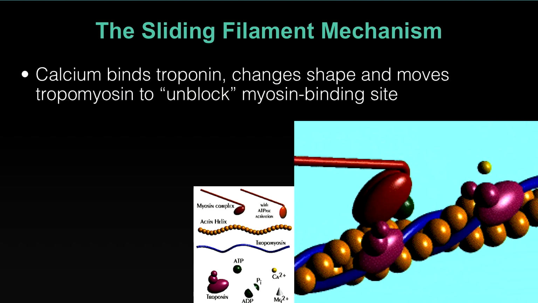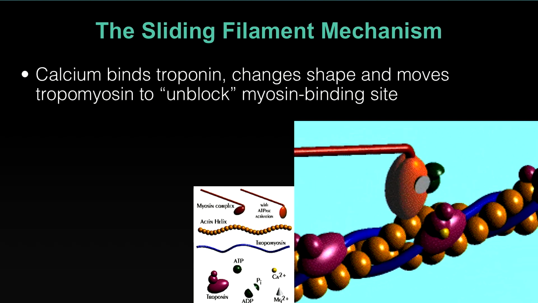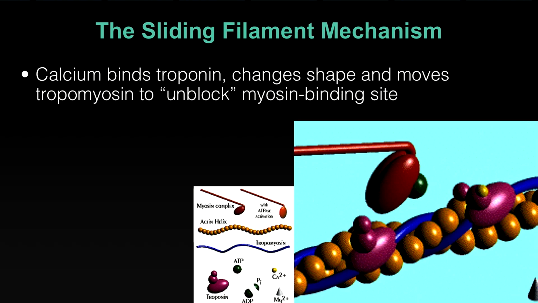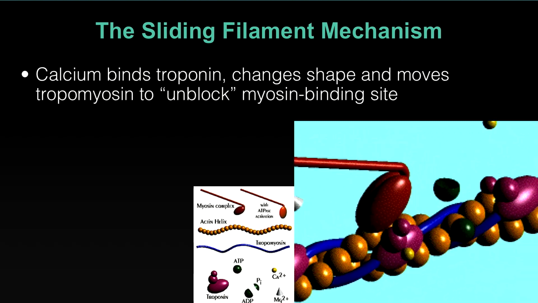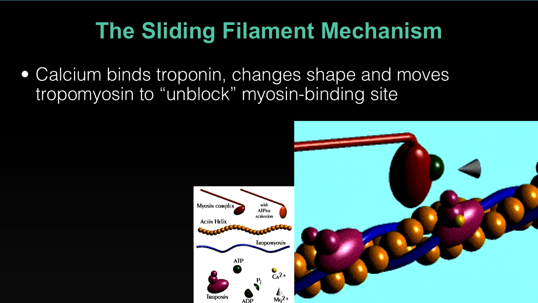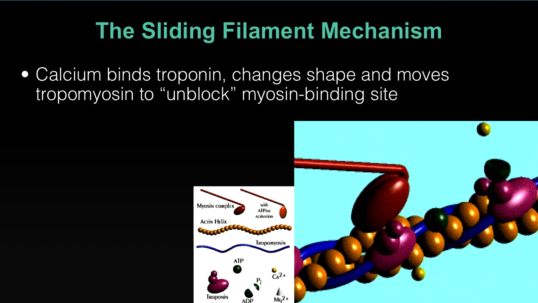What are they in the way of? They're in the way of the binding site. They're preventing myosin from binding to actin. But as soon as calcium binds, and troponin undergoes that conformational change, and it rolls tropomyosin out of the way, the path is clear for myosin to bind.